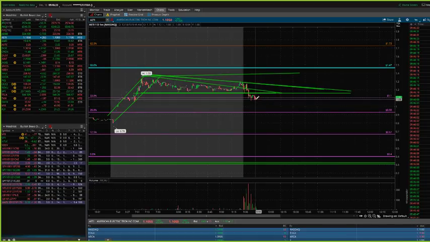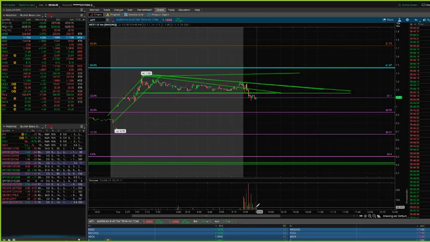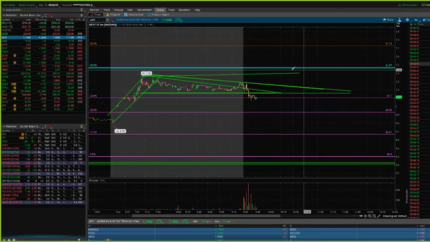Volume's very light at support. You don't see heavy volume compared to the selling volume down here. And so this is likely to bear flag a little bit further.